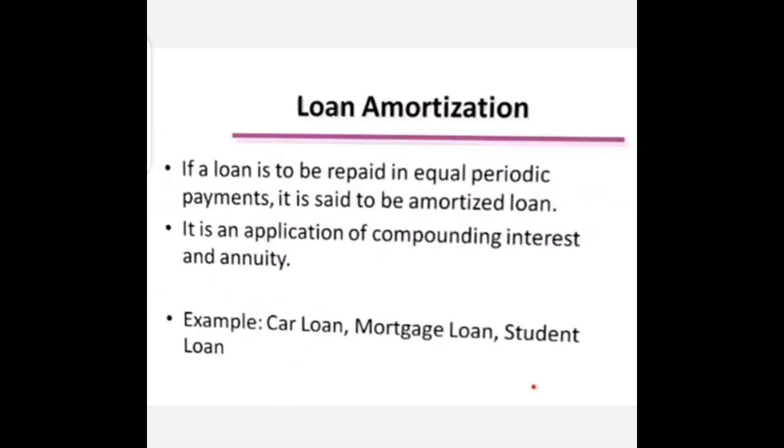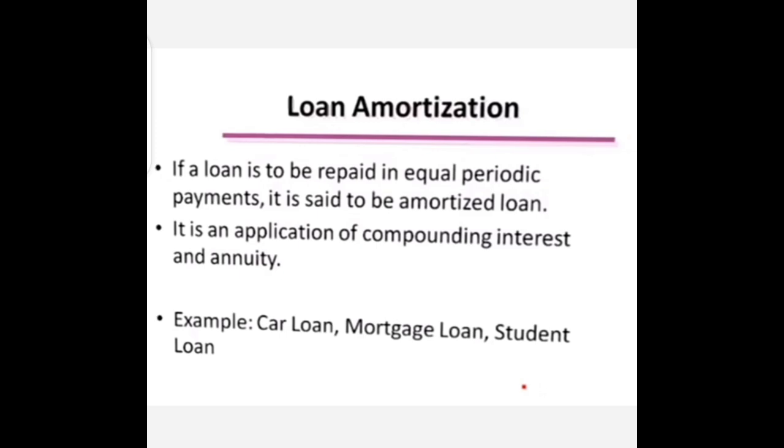Now we are moving forward to one of the essential concepts of the banking sector, that is loan amortization. So what is it? If a loan is to be paid in equal periodic payments, it is said to be an amortized loan. It is an application of compounding interest and annuity. Examples include car loans, mortgage loans or student loans, which are examples of loan amortization.